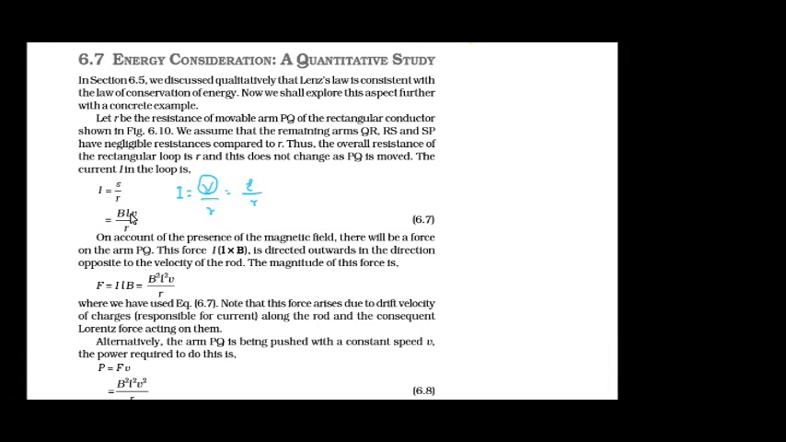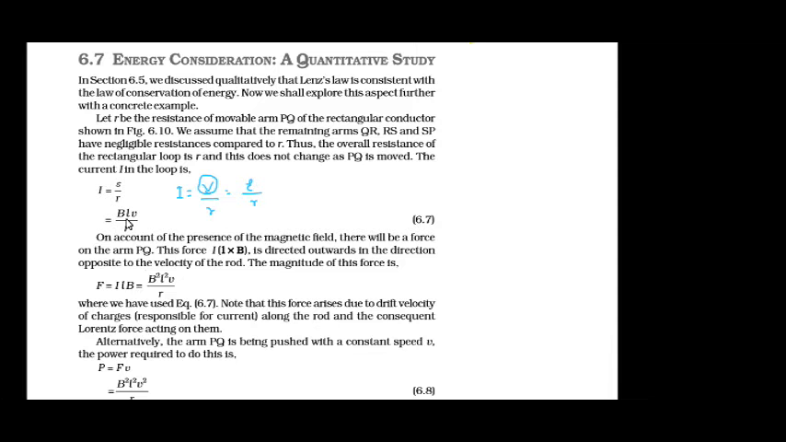R is the resistance. Instead of E, we can write BLV, where B is the magnetic field, L is the length, and V is the velocity, upon R. R is the resistance. So this we have already done in the previous sections. To go for more details on how this equation is derived, please watch our previous videos, electromagnetic induction part 1, 2 and 3.